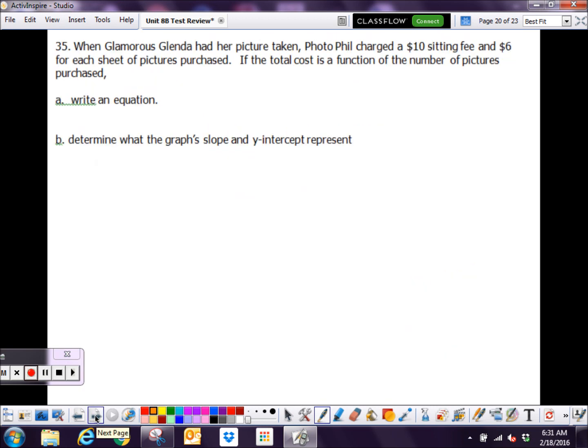35. When Glamorous Glenda had her picture taken, PhotoPhil charged a $10 sitting fee and $6 for each sheet of pictures purchased. If the total cost is a function of the number of pictures purchased, write an equation. All right, so I'm going to say that my cost, so let's just say C, is equal to, okay, it's $6 for each. Remember when you see that word each, you're supposed to put an X after it. So 6 each, so 6X, and it also got charged $10 sitting fee.